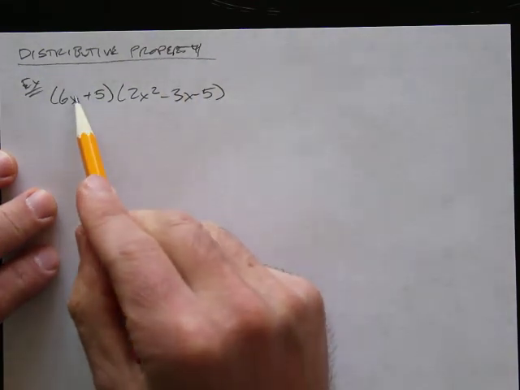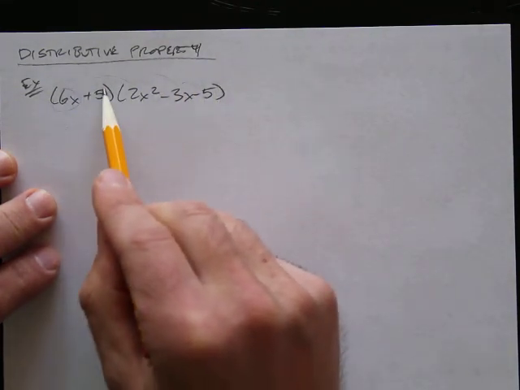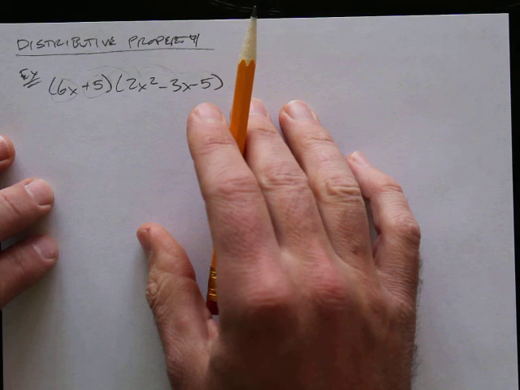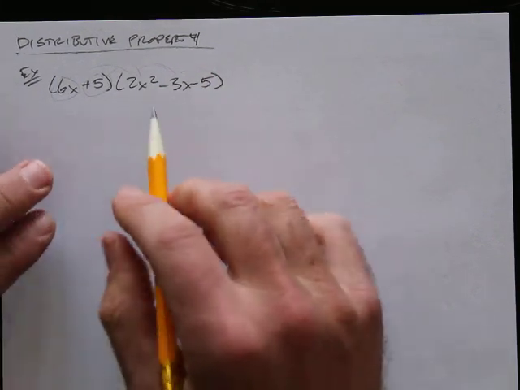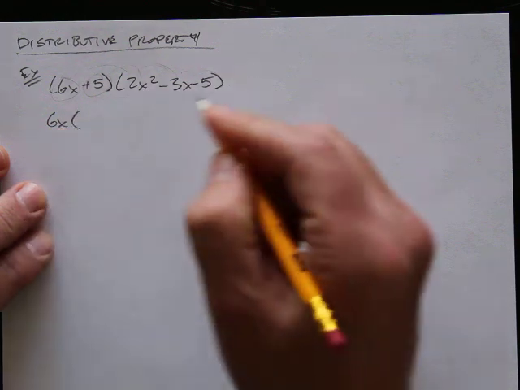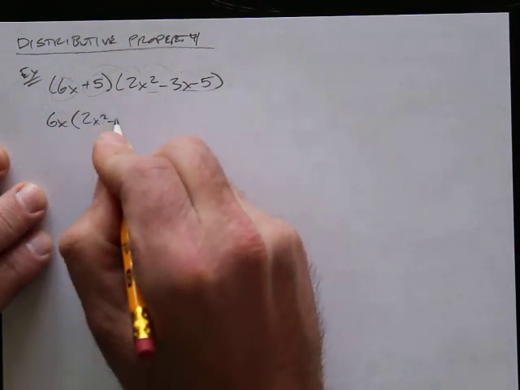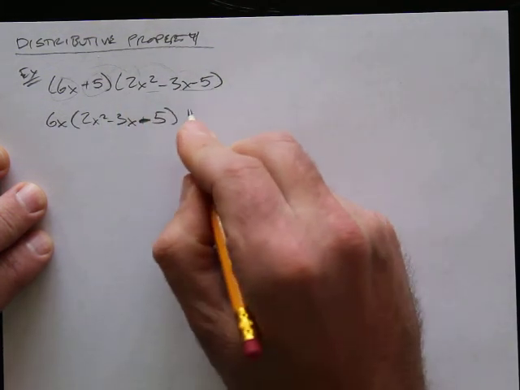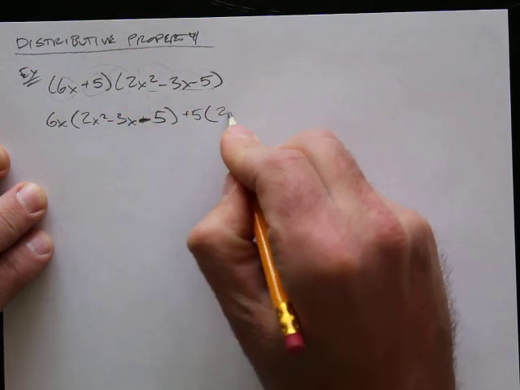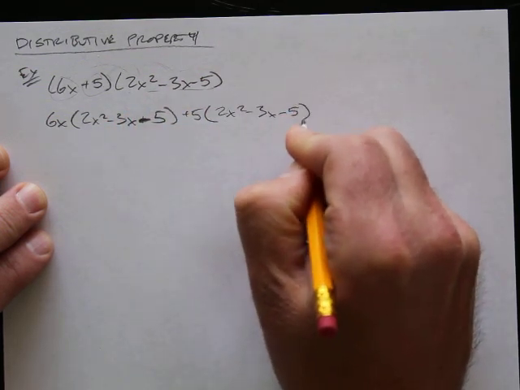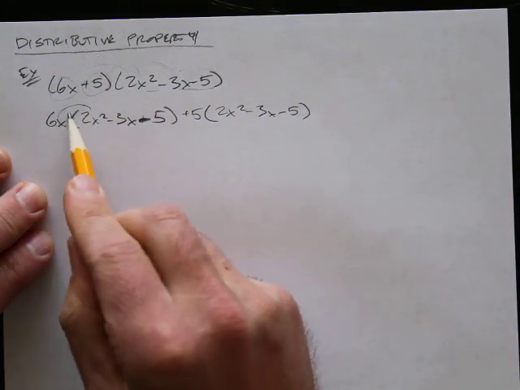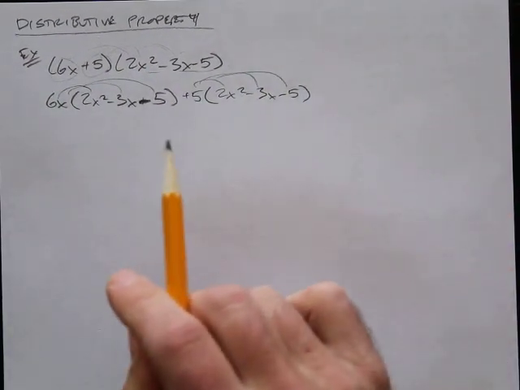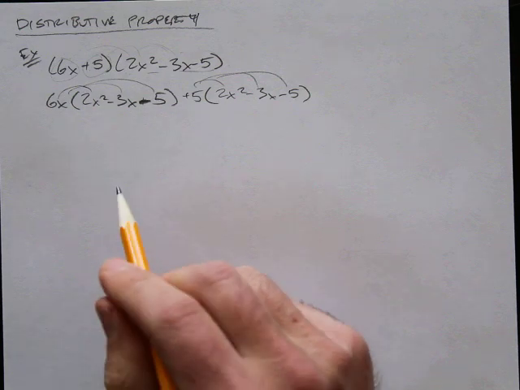So what I need to do here is take this and multiply it by all of these. And I'm going to rewrite it so that it's easier to keep everything organized. So I'm going to go 6x times all of these: 2x squared minus 3x minus 5. And then I've got this plus 5 times all of these: 2x squared minus 3x minus 5. Now I'm going to distribute this 6x in here, and distribute this 5 in here and see if I have any like terms to combine.